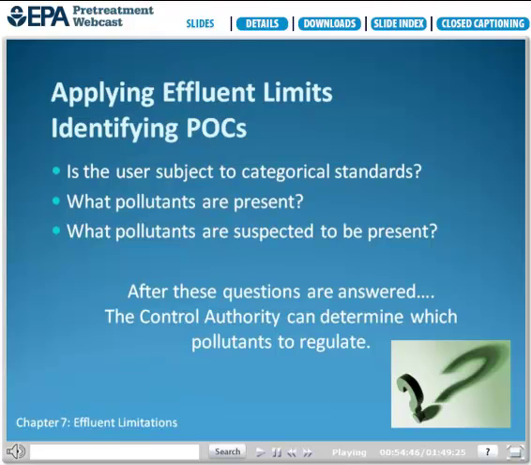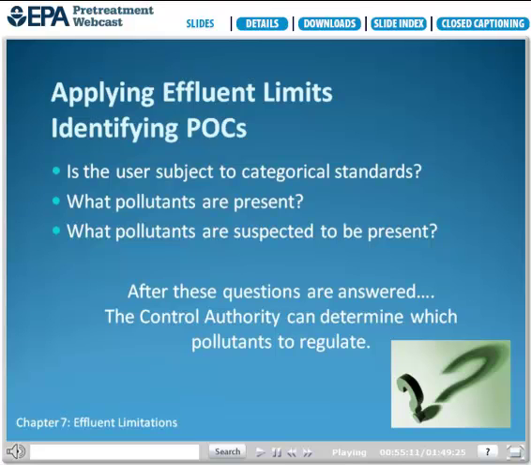Of course, specific permit limits must be included in the permit for all pollutants regulated by any applicable federal categorical pretreatment standard, as well as local limits. The control authority determines what local limits need to be monitored in addition to any pollutants regulated by federal categorical standards.